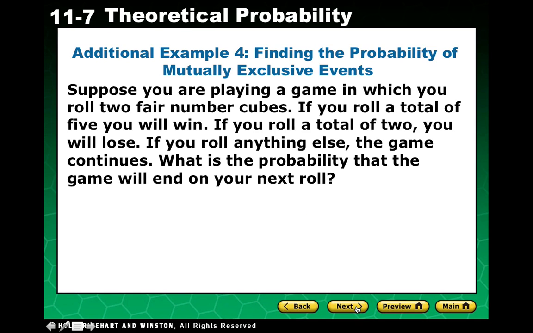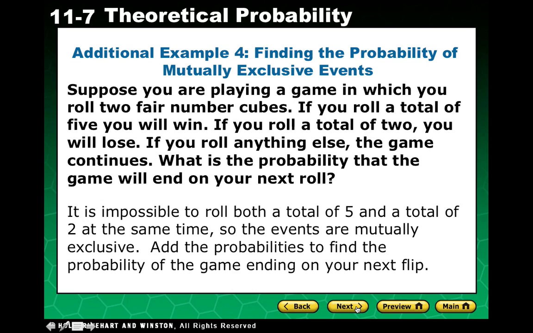Suppose you are playing a game in which you roll 2 fair number cubes. If you roll a total of 5, you will win. If you roll a total of 2, you will lose. If you roll anything else, the game continues. What is the probability that the game will end on your next roll? Okay, so if you roll a total of 2, you lose. It is impossible to roll both a total of 5 and a total of 2 at the same time, so the events are mutually exclusive. So we'll add the probabilities to find the probability of the game ending on your next roll.